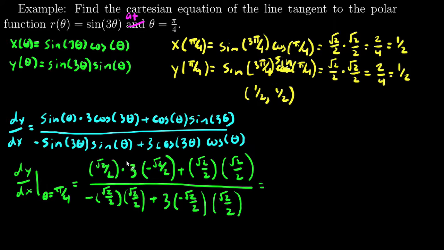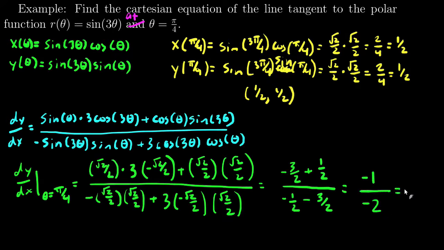And so, if I multiply this through, in this part right here, root 2 over 2 times root 2 over 2 is 1/2. I have the negative, so I have negative 3/2. Root 2 over 2 times root 2 over 2 is 1/2. All over, root 2 over 2 times root 2 over 2 is 1/2, and 3 times negative root 2 over 2 times root 2 over 2 is negative 3/2. In the numerator, I have negative 1. In the denominator, I have negative 2. So my slope is 1/2.